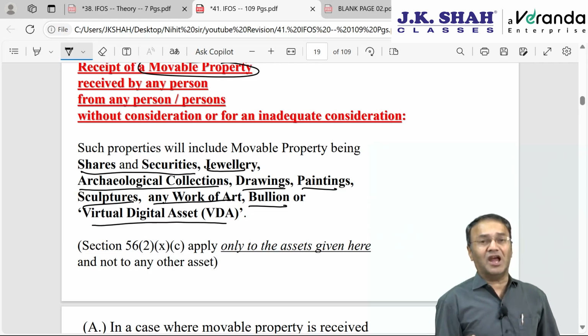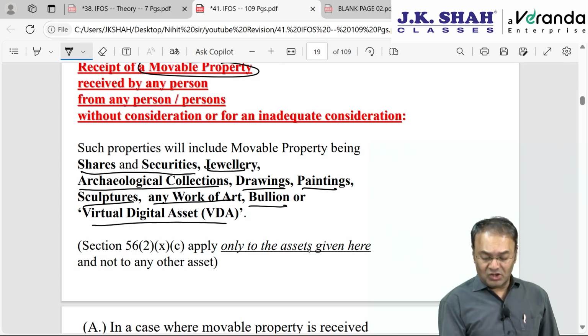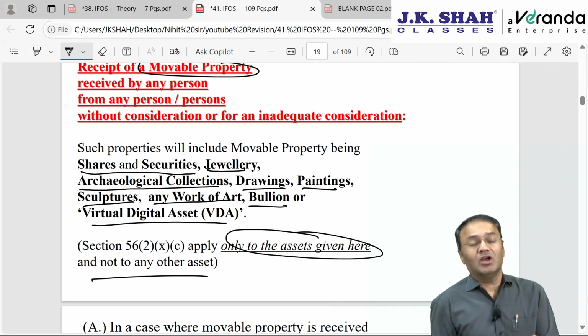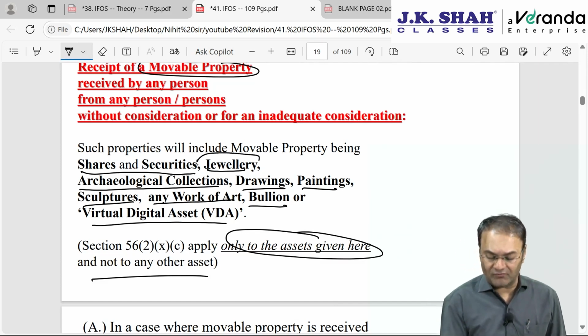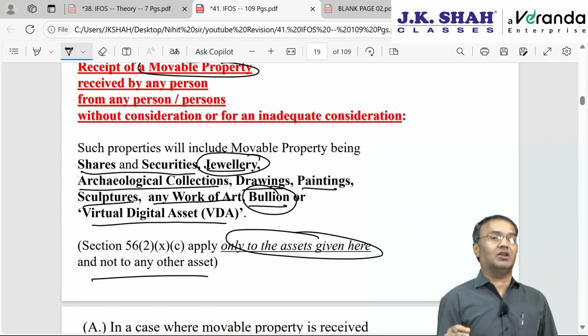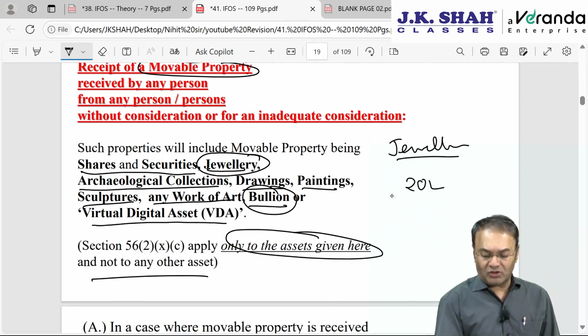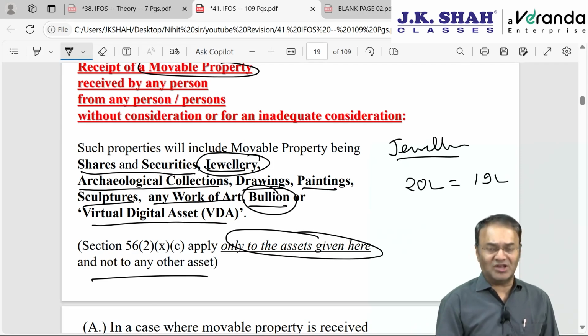Another clarification: these 9 assets are taxable only if they are not forming part of stock in trade. If it is forming part of stock in trade, for example jewelry, or let's say bullion. Bullion means raw form of gold, silver, etc. Gold coin, silver coin, etc. Suppose I am a jeweler. 20 lakh rupees worth of gold I receive for 19 lakh. Because I am a jeweler, I buy in bulk quantity, so I may receive it at a discount. And then I am going to sell it.